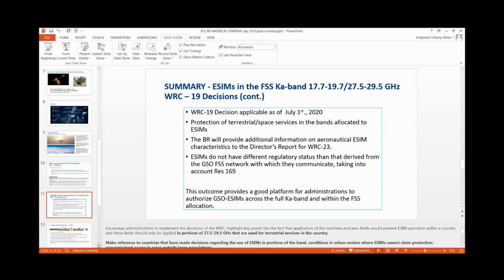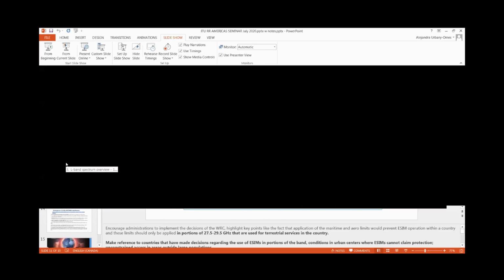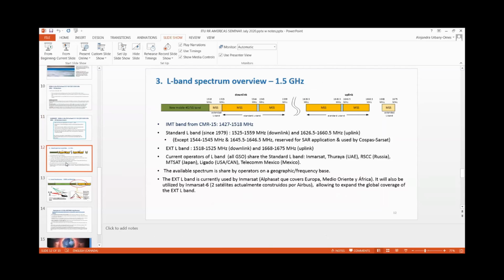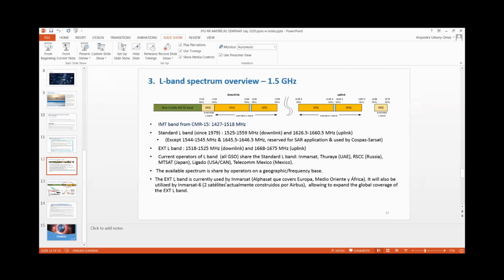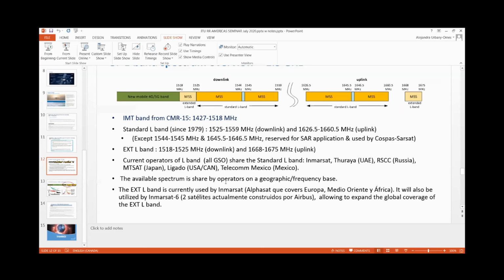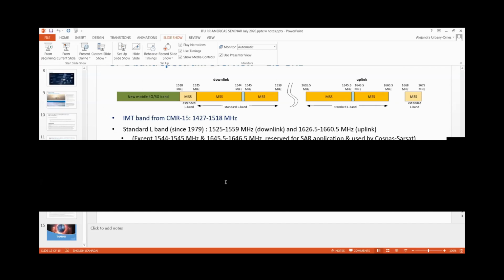I'm going to go now to three more slides. In that respect, we also talk about the L-band spectrum. As you know, of course, Inmarsat uses L-band. You have the standard L-band, let me see if I can expand this to show it better. This standard L-band that you see there, the IMT band, was allocated in the WRC at 1427 to 1518. And the current operators of the L-band, as you can see, are Thuraya, Inmarsat, RSPC, MTSAT, Ligado, Telecom Mexico, etc. And the spectrum is shared by operators on a geographic frequency basis.